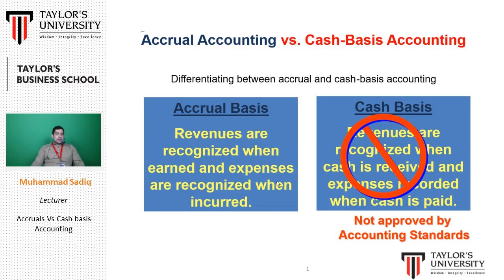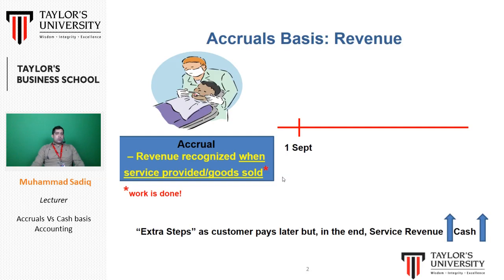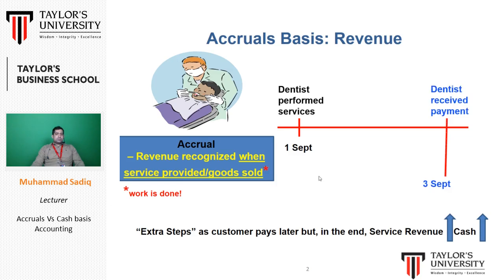So let's take some examples of accrual basis and cash basis accounting. For accrual basis accounting, you can see in this scenario that on 1st September, the dentist performed a service for the patient and the payment was received on 3rd September only. Under accrual basis accounting, it doesn't matter that the customer is paying on 3rd of September.